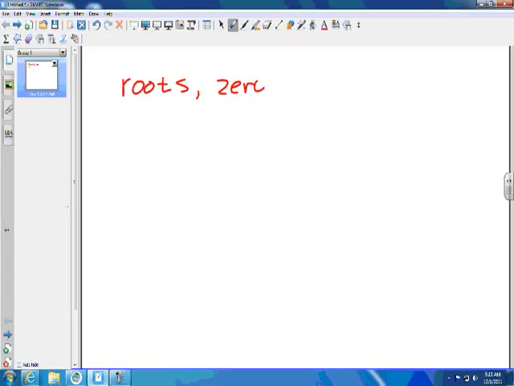Roots, zeros, solutions, answers, all of those things, and your book will use them interchangeably, and so will I. They all mean the same thing.